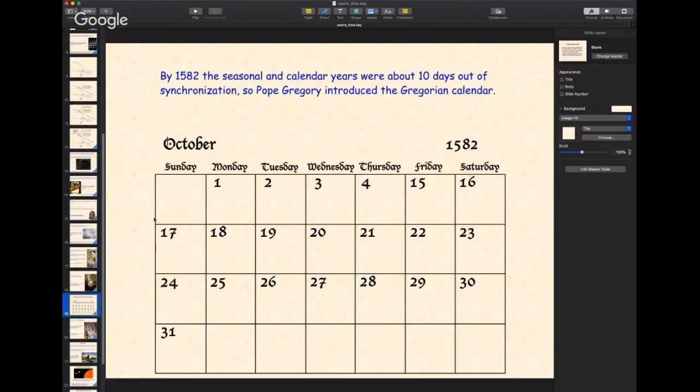You just lopped 10 days out of the calendar. You have to do that if you want to resync. So you've got to reset the 0 point clock. And of course, this caused social mayhem.